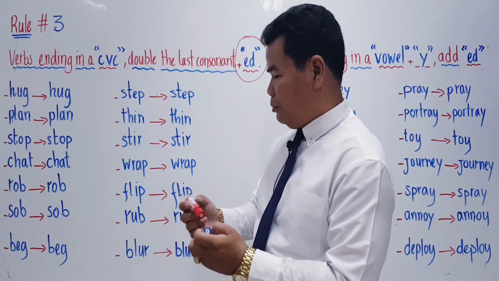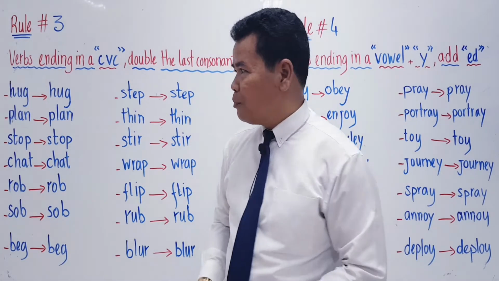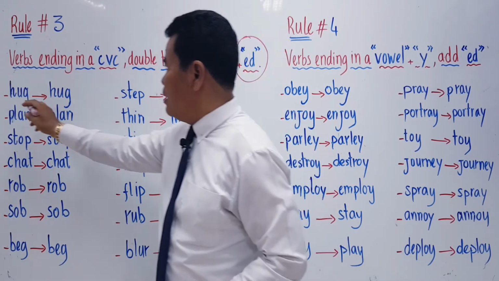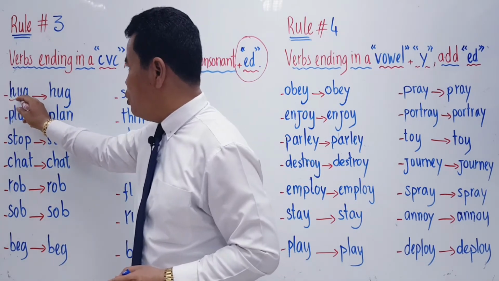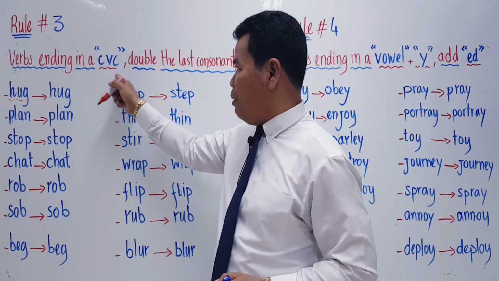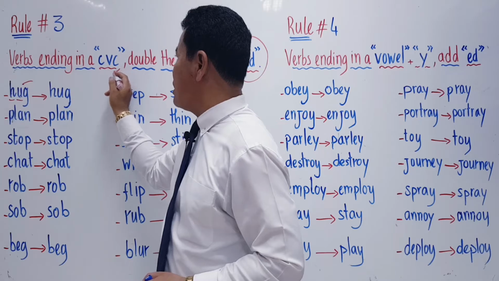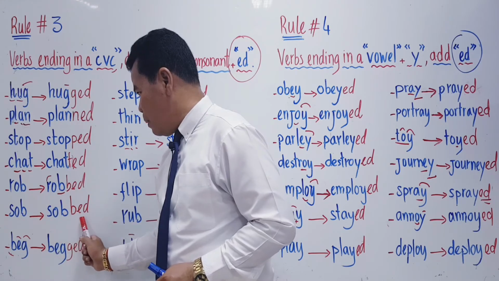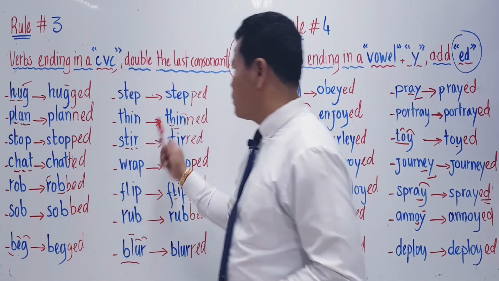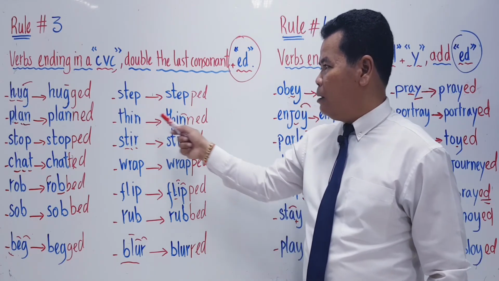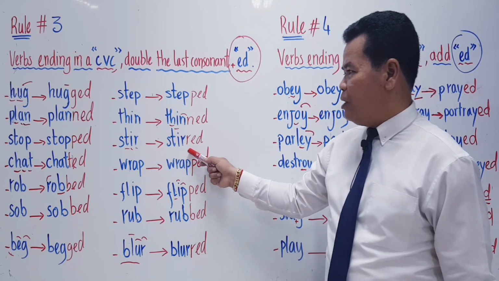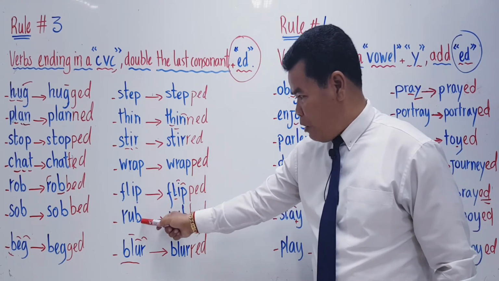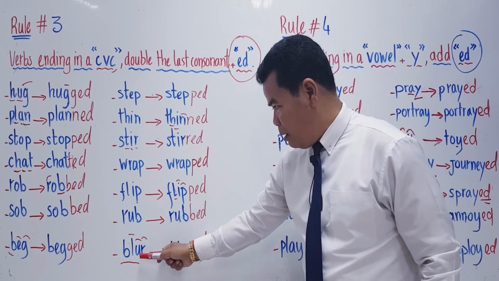Hug. Okay? Hug. H-U-G. So you see C, V, C. U is the vowel, and G is the last consonant. So before adding ed to the verb, we have to follow the rule. Try to double the last consonant, and then you add ed. You have the correct spelling of the past participle.